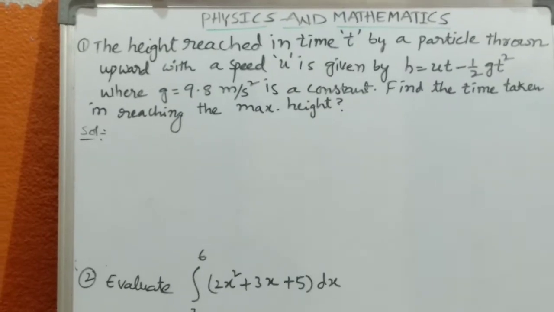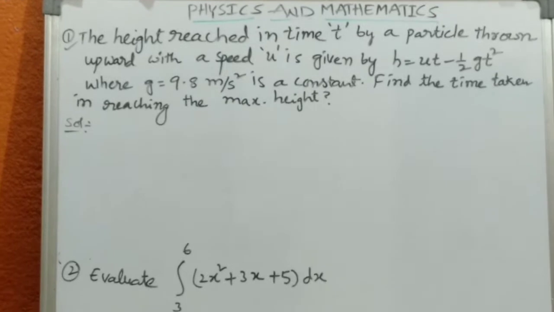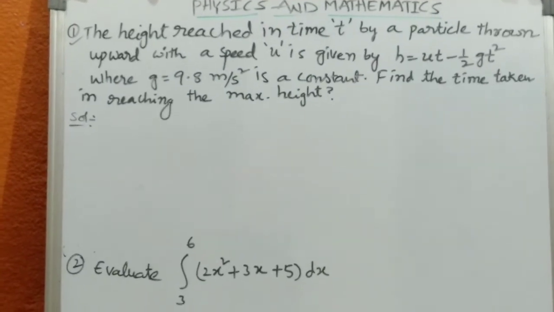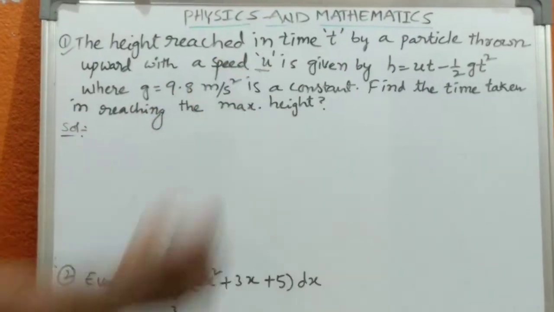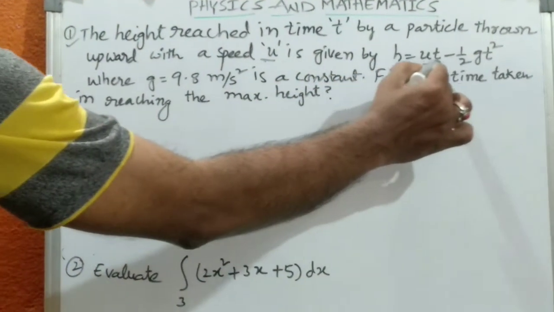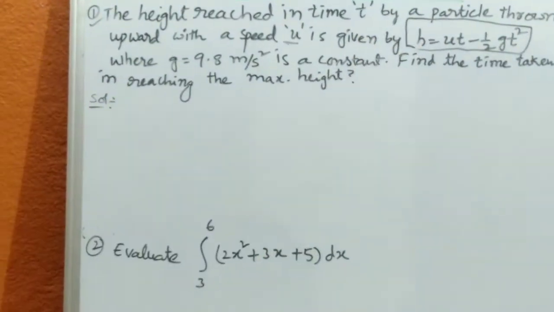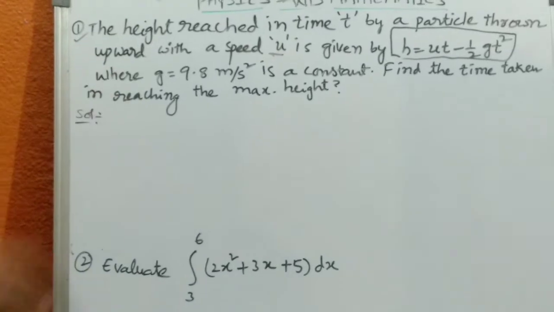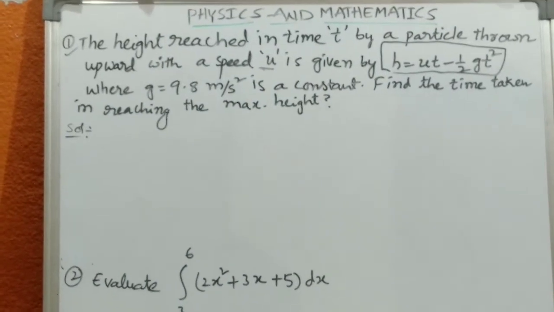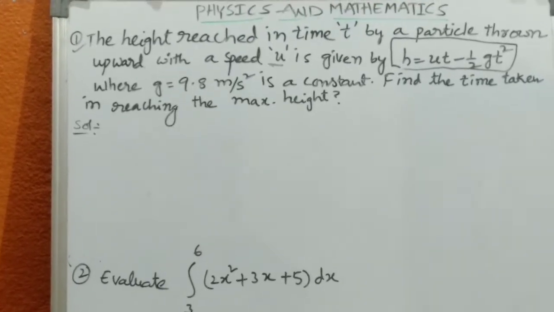For example, the first one: the height reached in time t by a particle thrown upward with a speed u is given by h equals ut minus half gt squared. Here the value of small g is constant, 9.8 meters per second squared. Then it asks us to find the time taken to reach the maximum height.